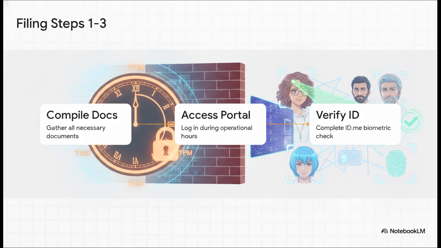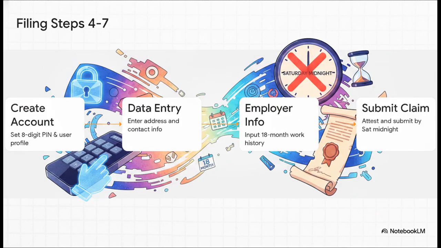Once you are in, you'll be seamlessly redirected to ID.me, which is a third-party vendor. Every single person filing has to pass this biometric and document-based identity verification to move forward. There's no getting around it. It's just a critical step they use to prevent fraud. Right after your ID is verified, you're going to set up a highly secure 8-digit PIN. Do not lose this PIN. You are going to need it constantly to access your account.